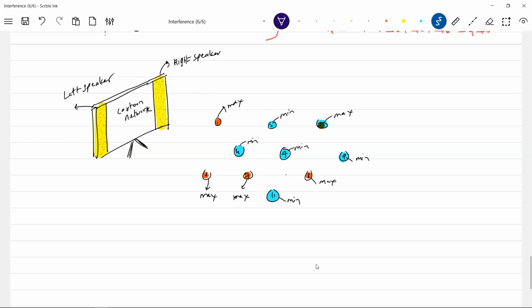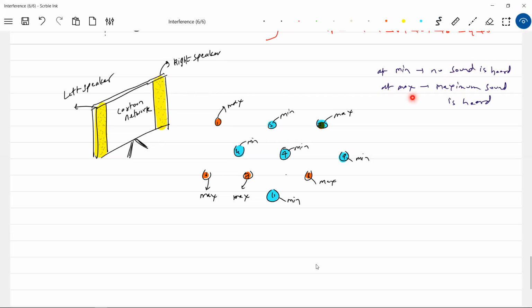At minima, no sound is heard. At maxima, sound is heard. If your sofa set is here, or if you have some furniture where you sit comfortably, then it's gone. So do we really have such points? The moment you purchase a television and install it, the technician would come and do marking in your home: sir, at these places you don't get sound, at these places maximum sound.